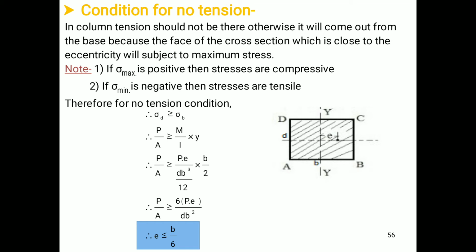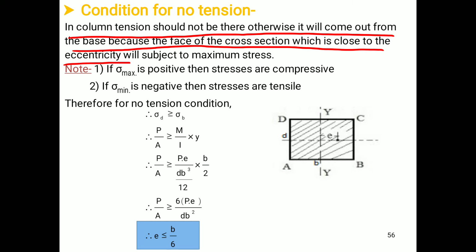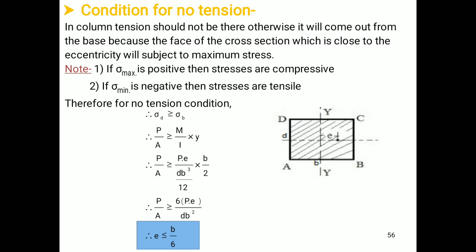Into the column. Okay, so in a column tension should not be there, otherwise it will come out from the base. The face of the cross section which is close to the eccentricity will be subjected to maximum stress. So the meaning of this particular statement is that in a column there should not be any tensile stresses, otherwise it will come out from the base. Okay, and the face which is close to the eccentricity is subjected to maximum stress.